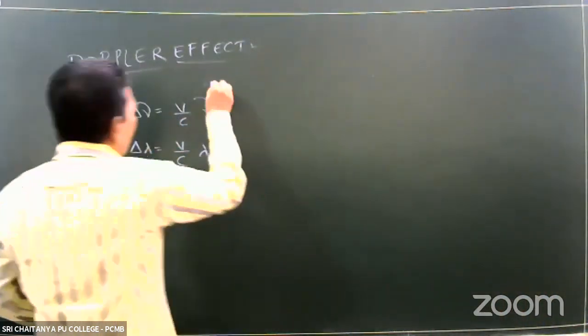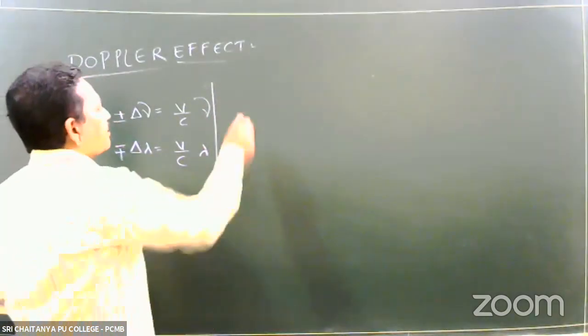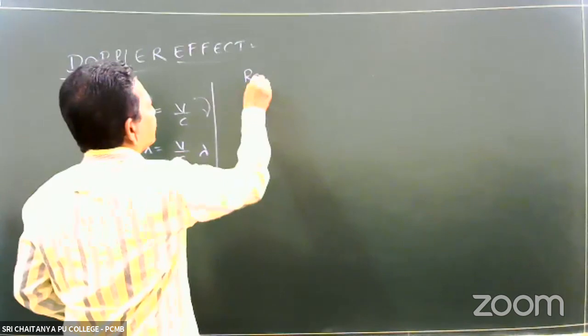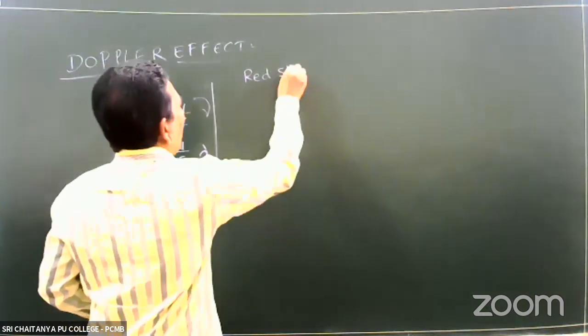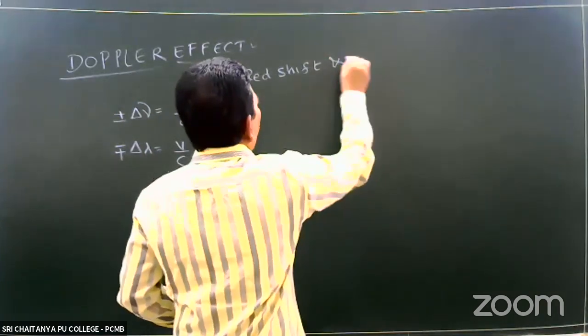Now let us go to the next concept. Very important one. What is meant by red shift and the violet shift in the Doppler effect?